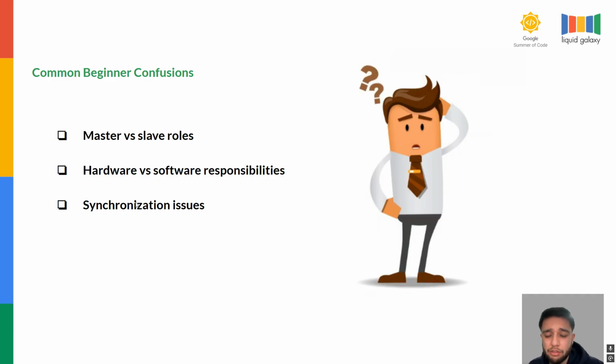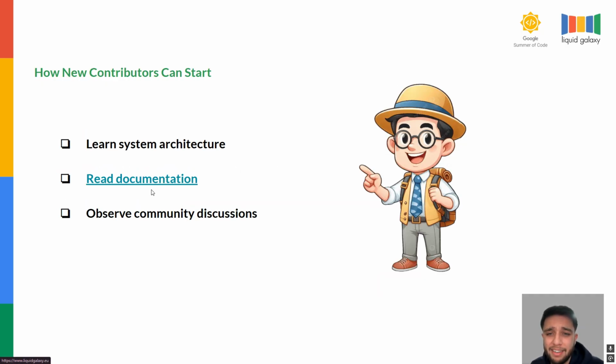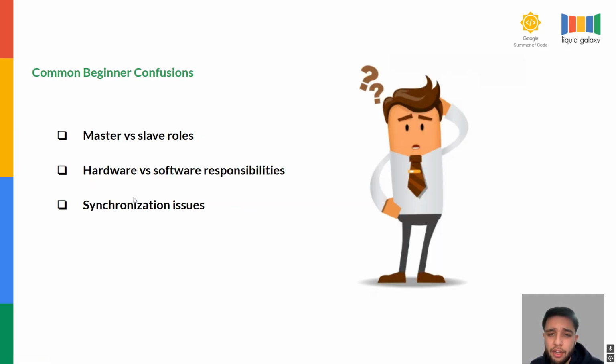And another common issue is the synchronization problem. A beginner may not understand why all screens must update at the same time. Even a small delay, like a millisecond delay, can break the immersive experience. This usually happens due to a network delay or misconfiguration. By clearly understanding these common confusions, beginners can learn faster, avoid mistakes, and work more confidently with the Liquid Galaxy system.